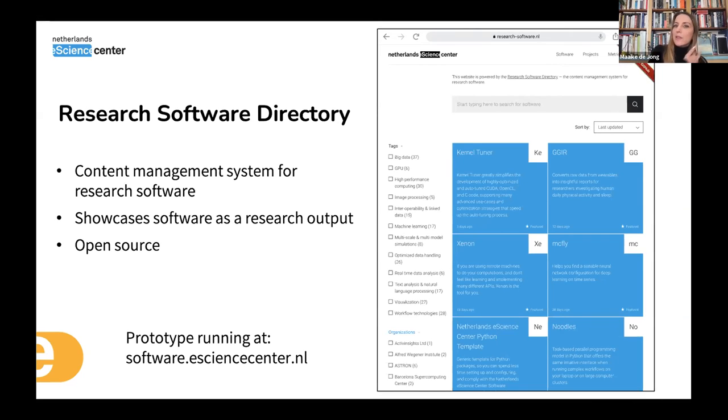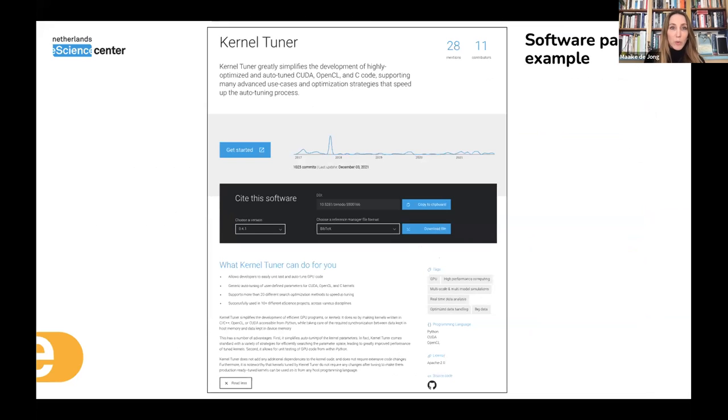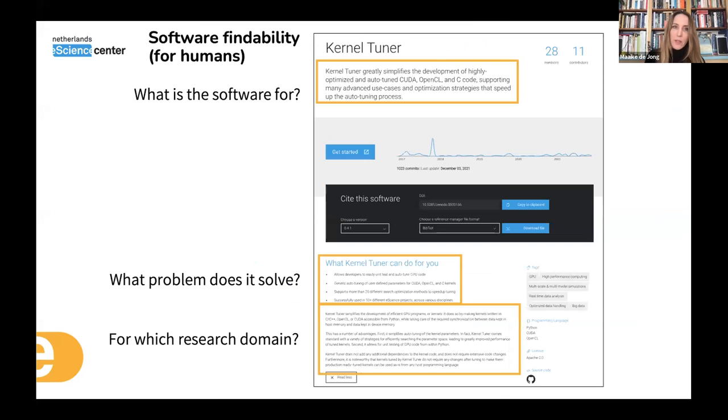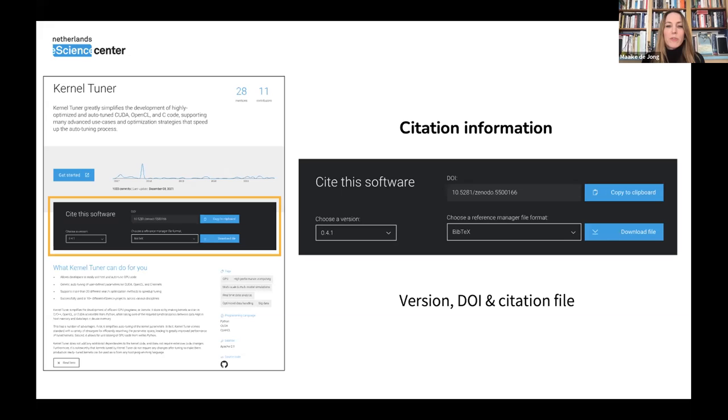On the right, you can see what the front page looks like. So it's really like a gallery of software packages. And when you click on one of those packages, you go to a software page. This is an example of the top of the page. So what it shows, for example, is human understandable information in the form of text. For example, what is the software for? What problem does it solve? And it gives more context about, for example, the research domain. It also provides software citation information, and it was actually really great to see so much attention for this topic in this conference.